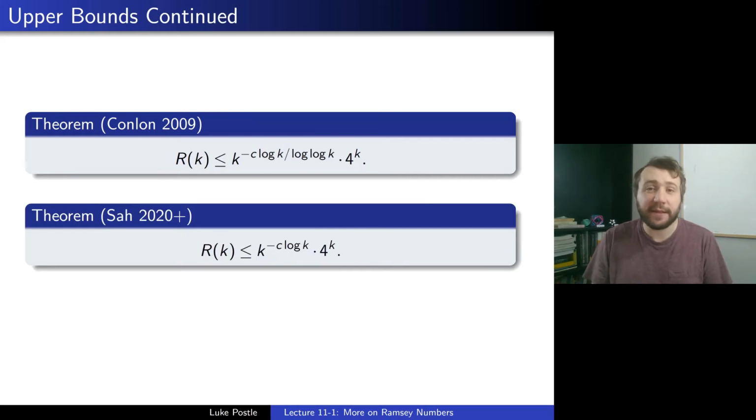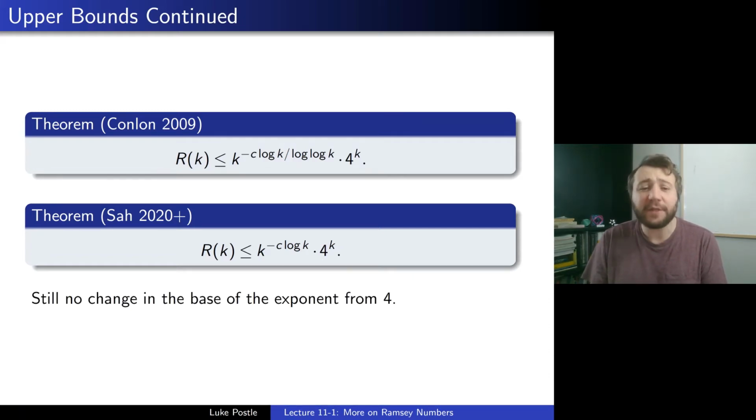And just recently this year, Sah proved that you could improve that by getting rid of the log k. So k minus c to the log k times 4 to the k. And that's currently the best known upper bound generally on R(k). And you'll note there's still been really no change in the base of the exponent from 4, so we can kind of do 4 to the k over something super polynomial, but we don't even know 3.99 to the k.